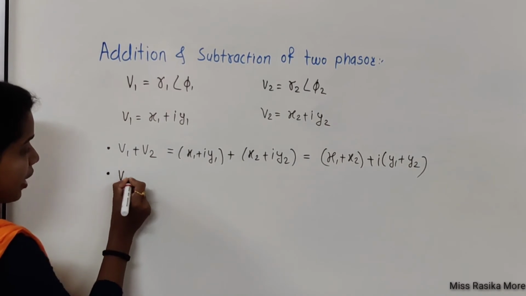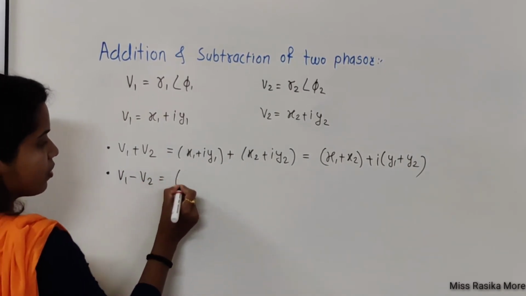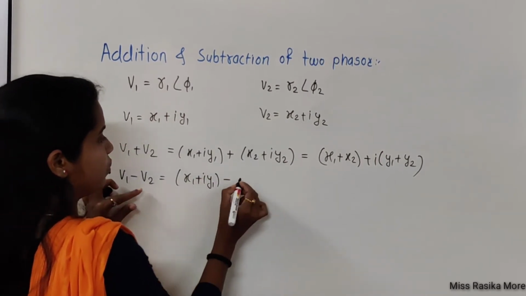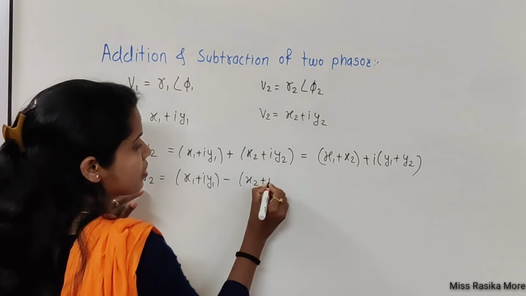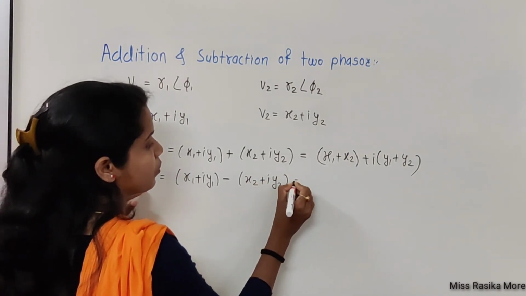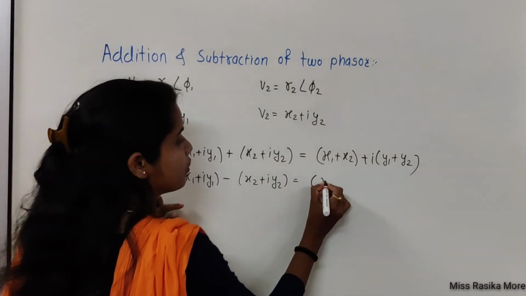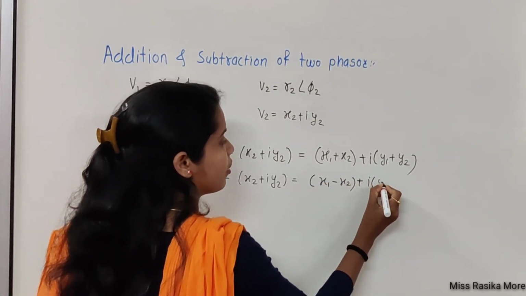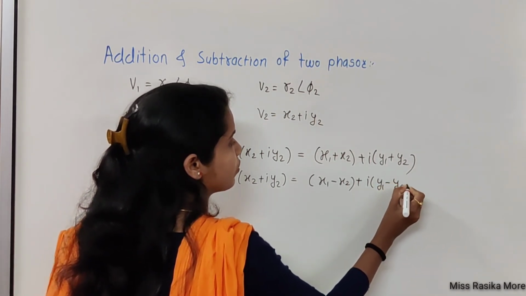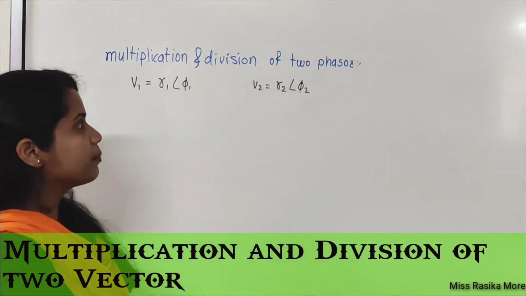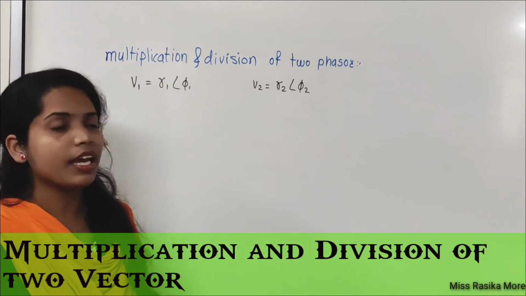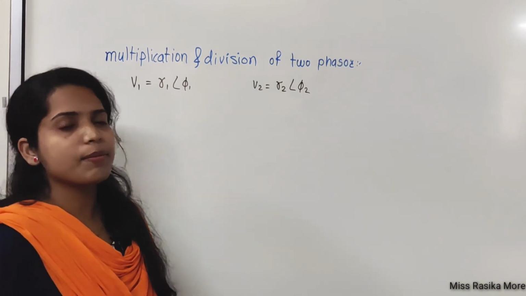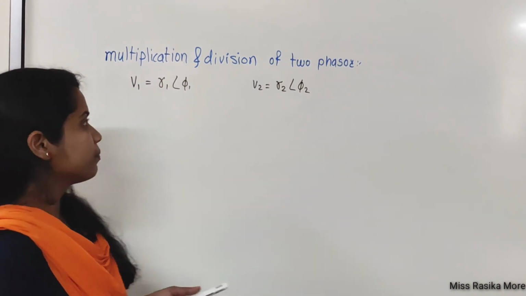Next, v1 minus v2. x1 plus j y1 minus v2, which is x2 plus j y2. So it becomes x1 minus x2 plus j times y1 minus y2. Next is multiplication and division of two vectors. So we have polar form here. The two vectors are in polar form, so there is no need to represent them in any other form.